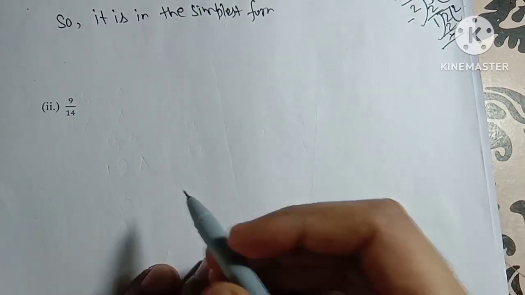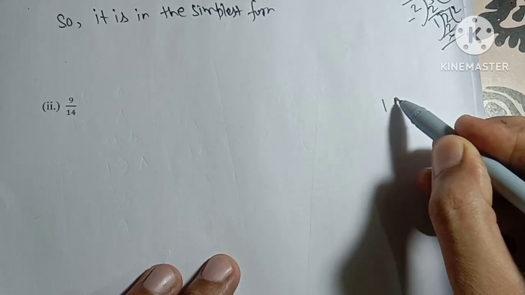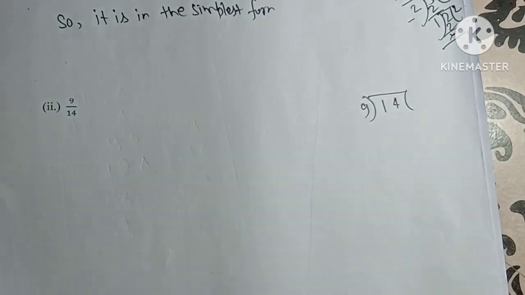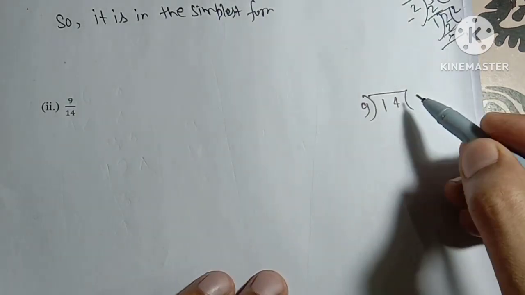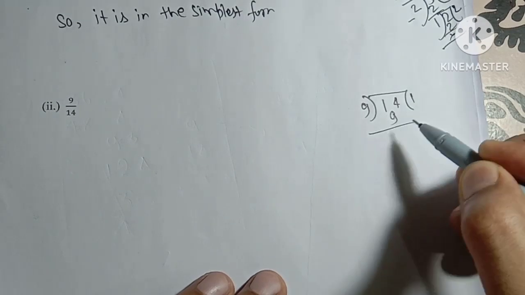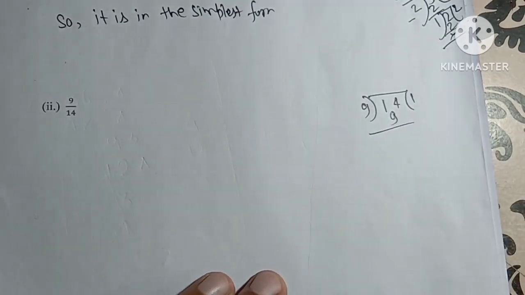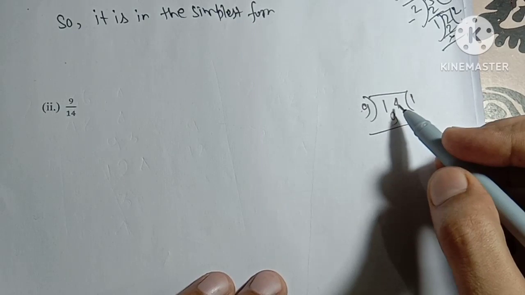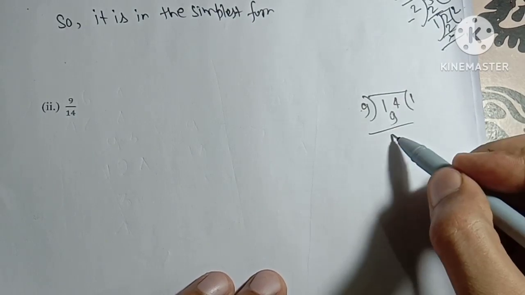Okay, moving forward, the next question is 9 upon 14. In order to find the HCF of these two numbers, you have to divide the bigger number by the smaller number. If you are finding HCF by the division method, there are also other methods you can try, but I am using the division method. So 9 ones are 9, because 9 twos are 18 and 18 is bigger than 14, so we are considering 9 ones, which are 9. We are left with 5.